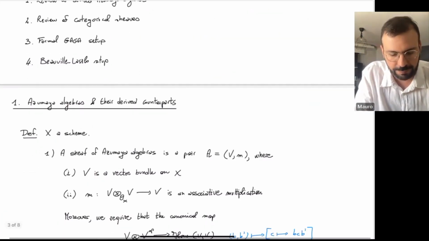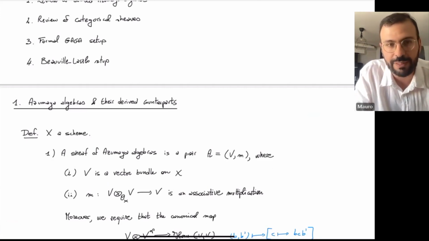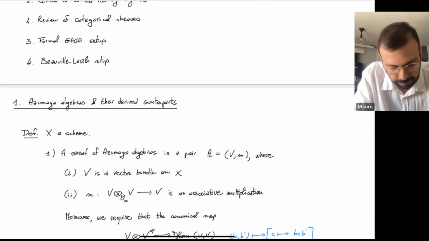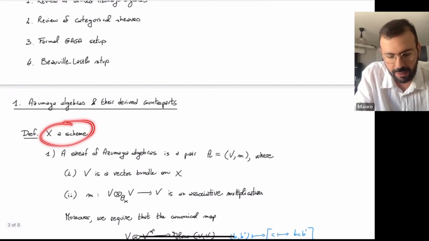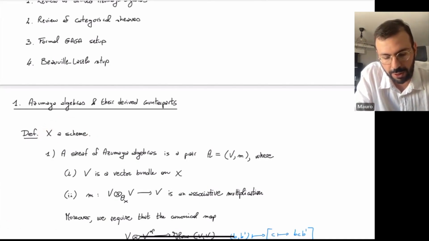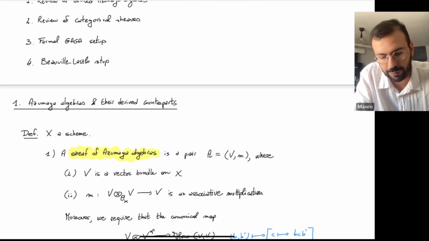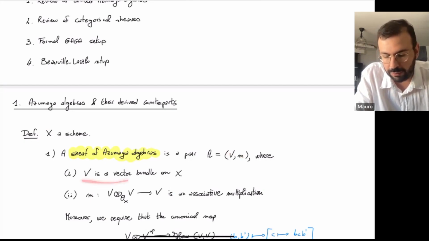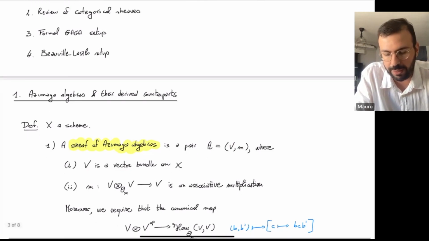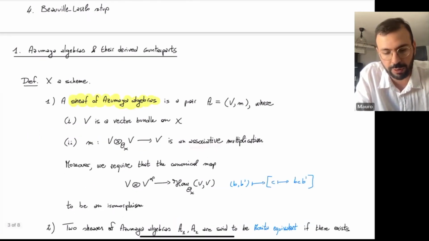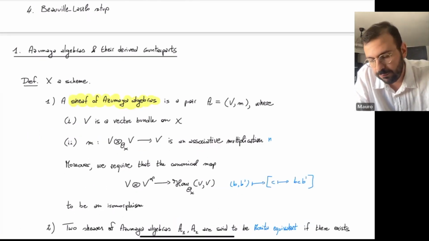Okay, so Azumaya algebras. Let me start from a classical setup. We have a scheme, and we have a sheaf of Azumaya algebras. What is that? A sheaf of Azumaya algebras is a pair (V, m), where V is a vector bundle and m is a multiplication, an O_X-linear multiplication. It's not commutative, typically, just associative.